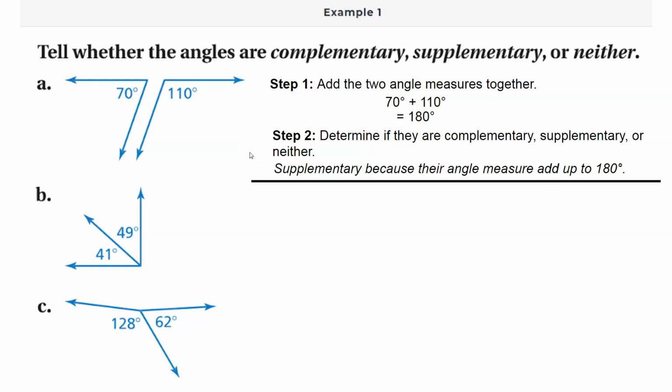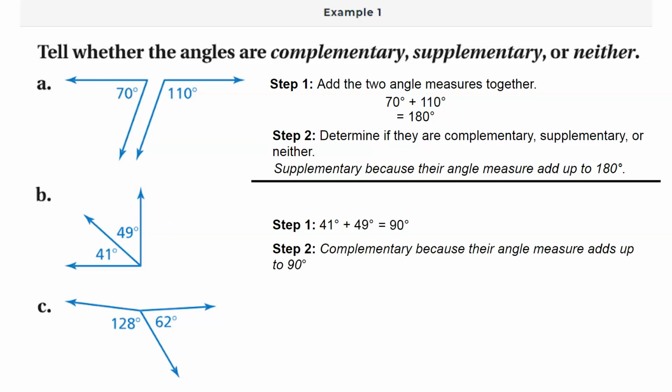Now for part B. We have a 41-degree angle and a 49-degree angle. So step 1 was to add the two angle measures together. So that's 41 degrees plus 49 degrees, and this is equal to 90 degrees. Step 2 is to determine if they are complementary, supplementary, or neither. I hope that you said that they are complementary because their angle measures add up to exactly 90 degrees.